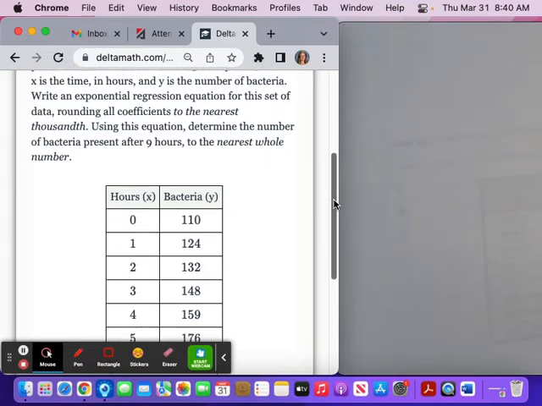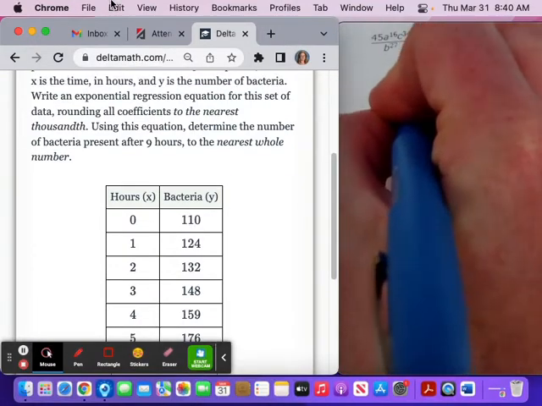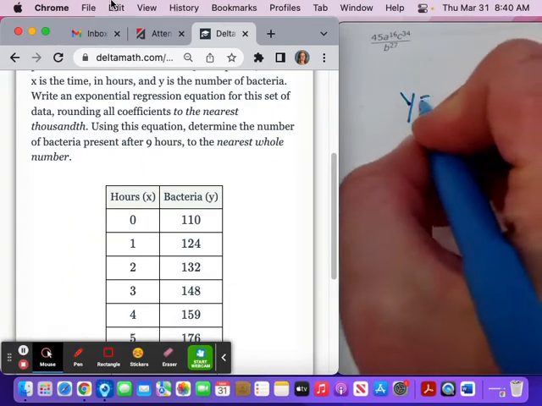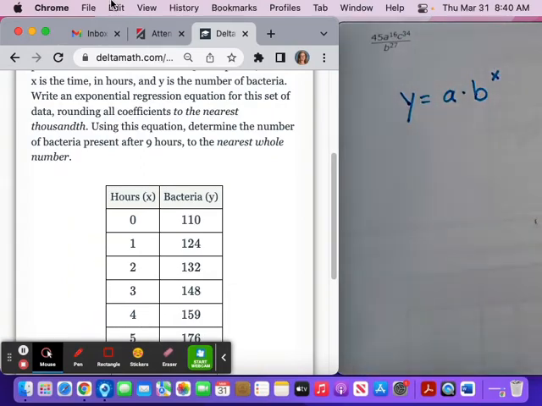All right, so on our paper, we're going to write the equation. An exponential regression equation will be written as y equals a times b raised to the x power. You should be writing this on the back of your review, the Unit 8 test review.